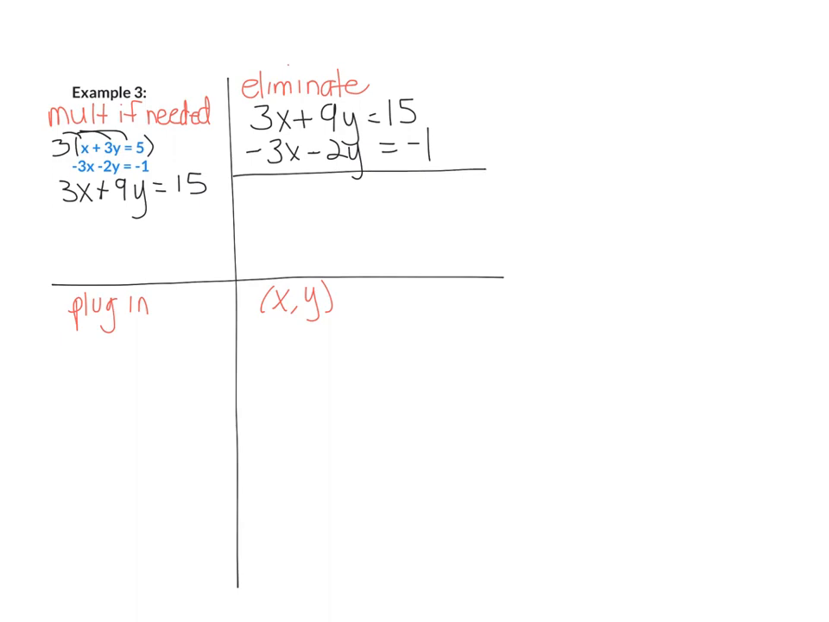Now I'm going to add and subtract. So I have 3x minus 3x will cancel out. I just eliminated. Now I have 9 minus 2y will give me 7y. And then 15 minus 1 will give me 14. So now I'm going to go ahead and divide both sides by 7. 7 divided by 7 will cancel out. I'll be left with y equals 14 divided by 7 will give me 2.